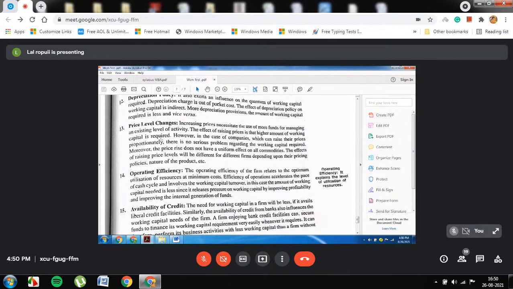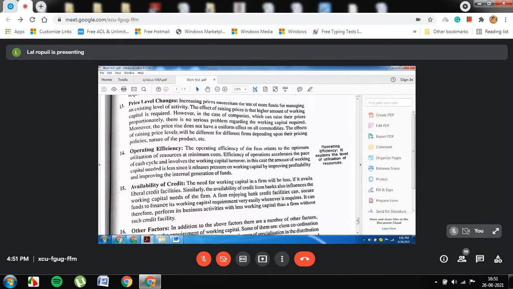Price level changes. If there is a rise in the price of the raw materials, then the amount of working capital required is higher. Companies who can raise the prices of their products immediately because of the rise in the price of raw materials have no problem, and their working capital requirement may be the same. Those who could not raise their product prices immediately need working capital.